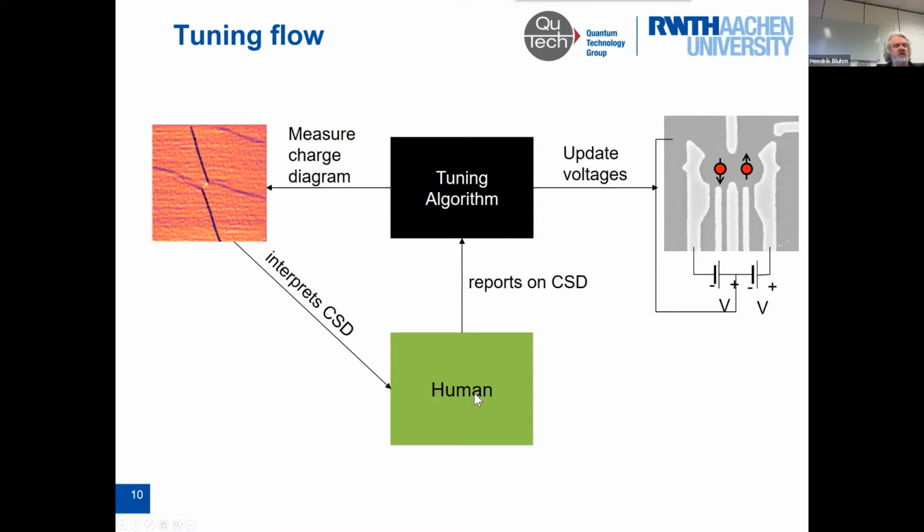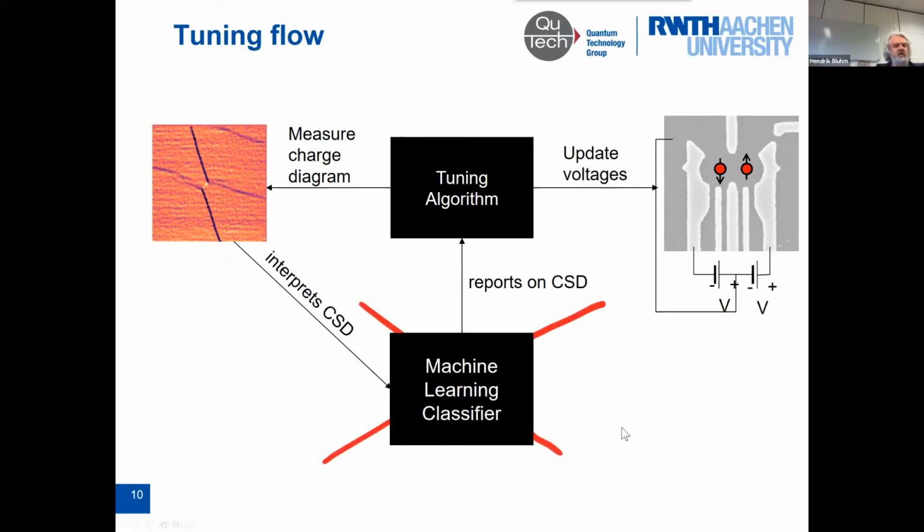Currently, this is done by a human who decides how to change the gate voltage to make the diagram look the way they want and tune the device in the correct way. So we change the voltages applied to all the gates, and once we're happy, this is done. The idea here is, of course, to replace the human and make that automated.